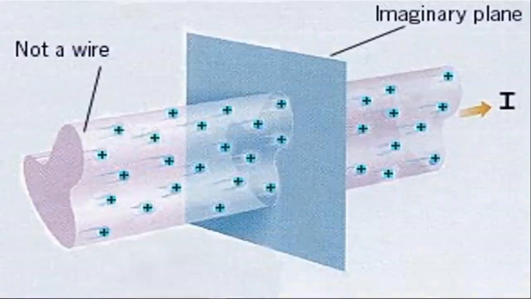Imagine that this is a flowing of charged particles. So let's take note that this part here is not a wire. As a charged particle, positive charges may flow as well. So at any given point or any given area, this imaginary plane, all this amount of charges flowing on this specific area is now called our electric current.